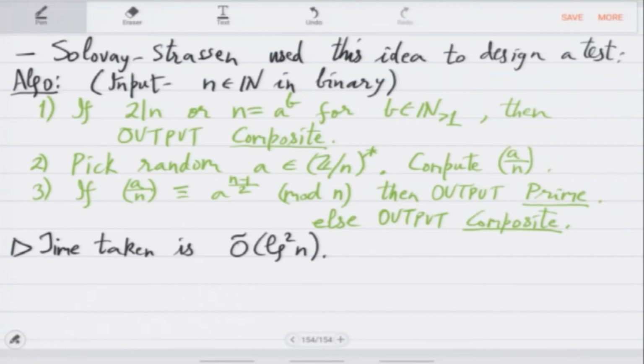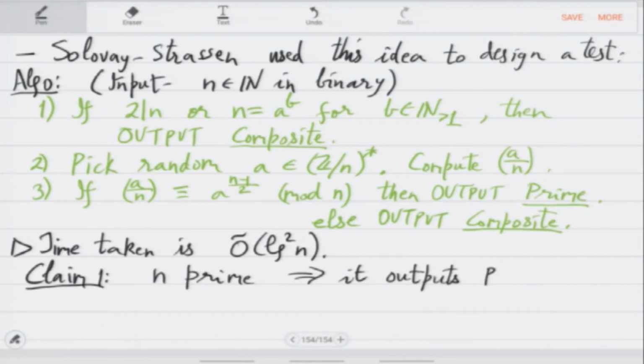Why does it work? So we have to now prove those claims. The first claim is the easy one, which is that if n is prime, then it outputs prime. If n is prime, then a by n is what? A by n is the Legendre symbol, and you know that by definition it is a to the n minus 1 by 2. So this is the easy part. This is clear.